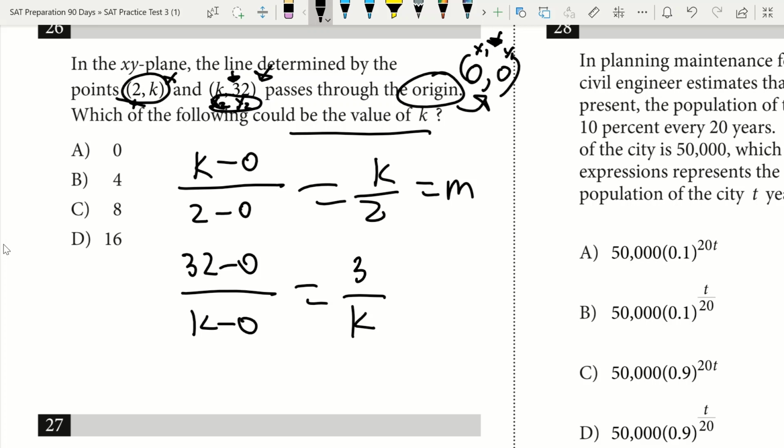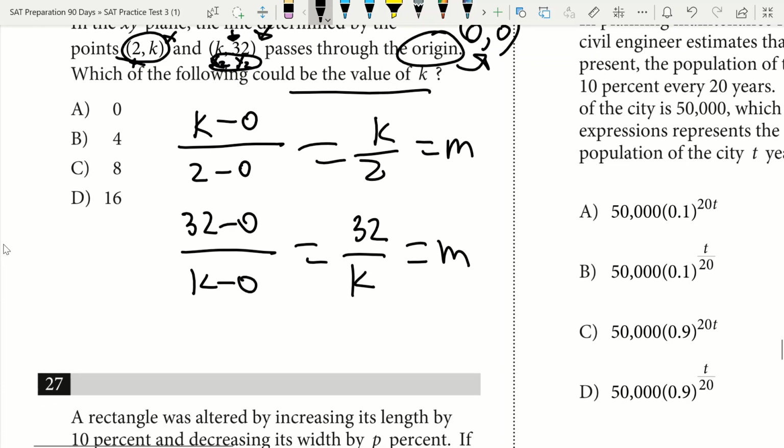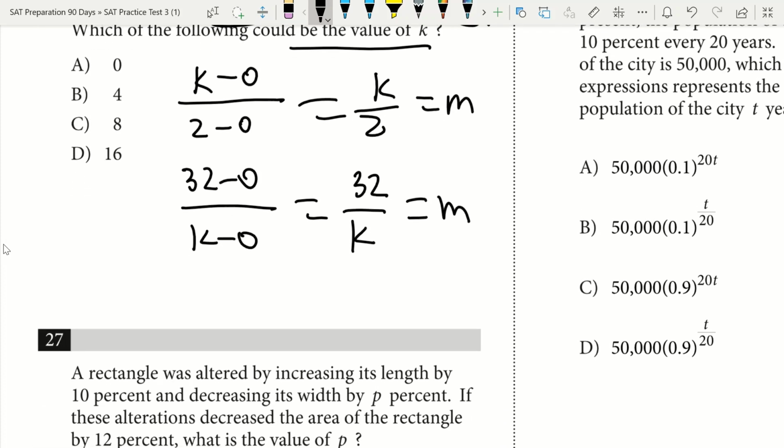All right, so in this case, we're going to have 32 over k. So at this point, we know that both of those are going to be equal to our slope. So now what we can do is set them equal to each other and then solve for k. So we're going to have k over 2 is equal to 32 over k. We're going to multiply each side by k.